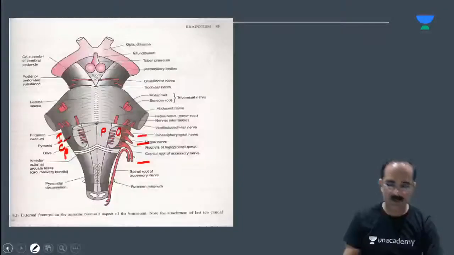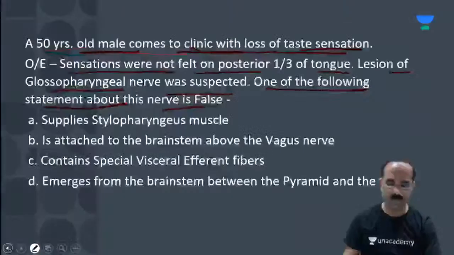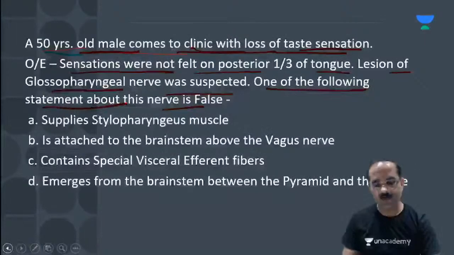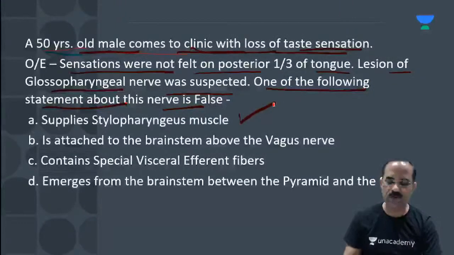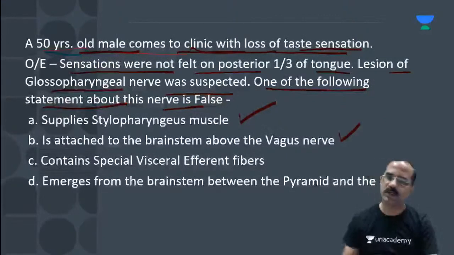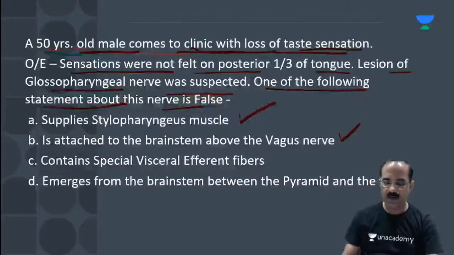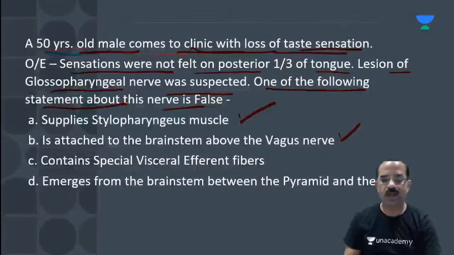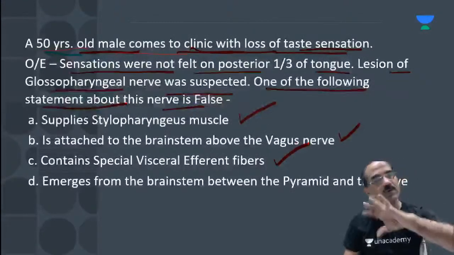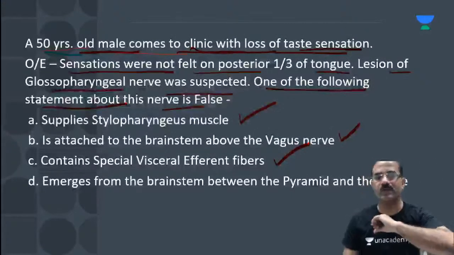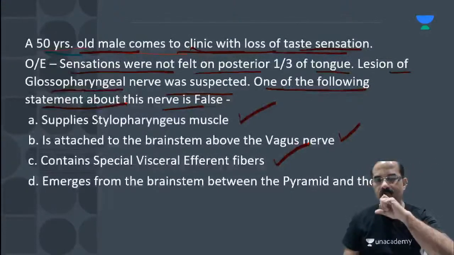Answer the MCQs now. Come on, answer now the MCQs. Supplies the stylopharyngeus muscle, correct? Yes, the glossopharyngeal nerve supplies the stylopharyngeus. Is attached to the brainstem above the vagus nerve, correct? It's 9th, 10th and 11th, so it's above the vagus nerve. Contains special visceral efferent fibers. Tell me, students, what does the special visceral efferent fiber supply? Special visceral efferent.